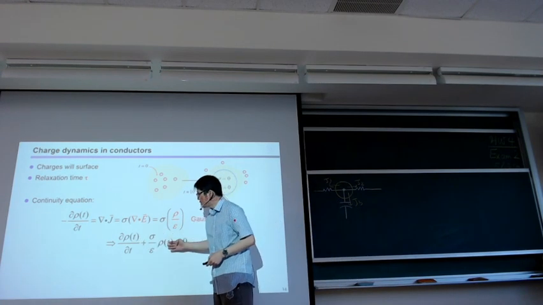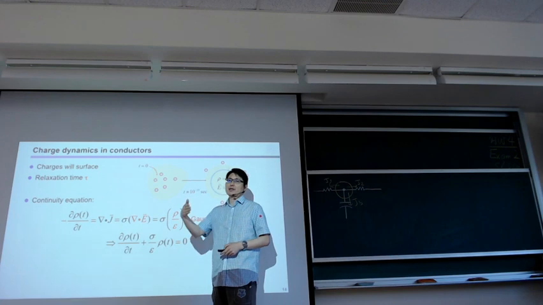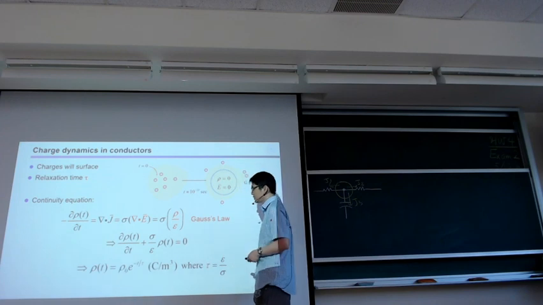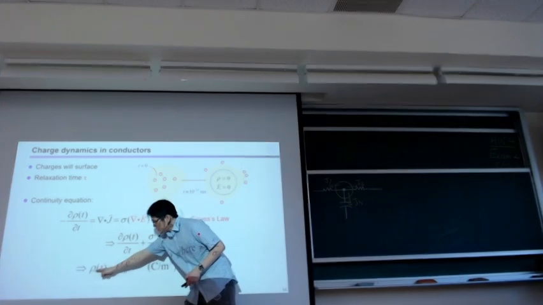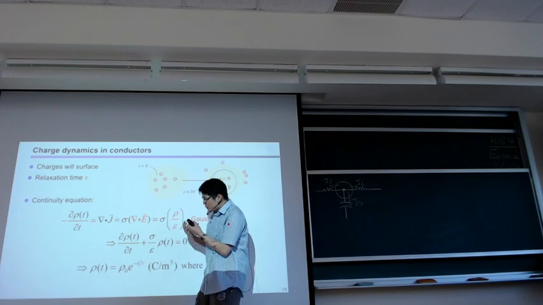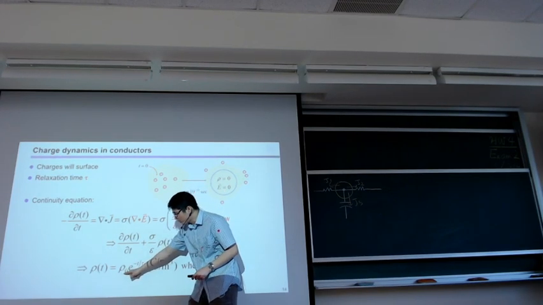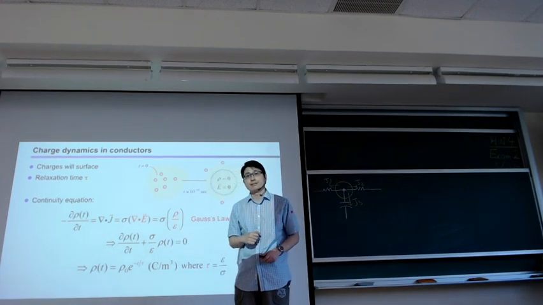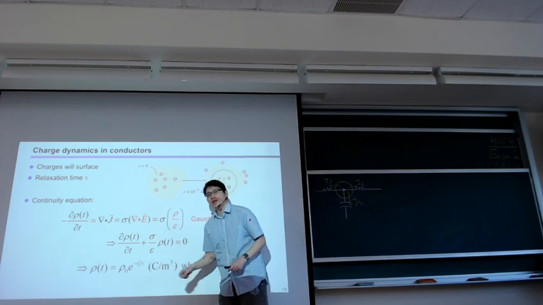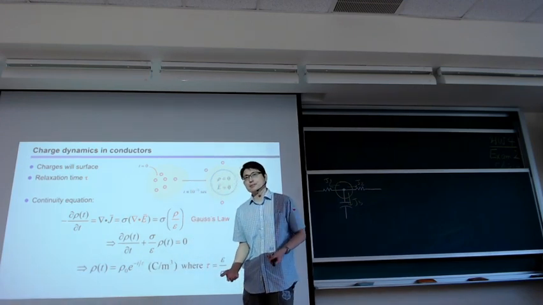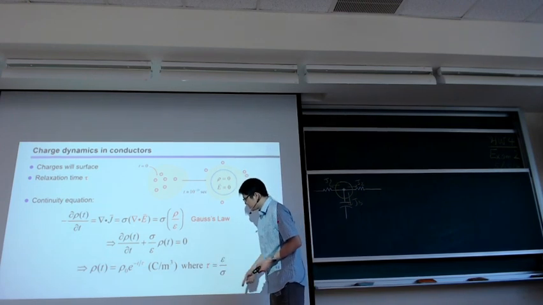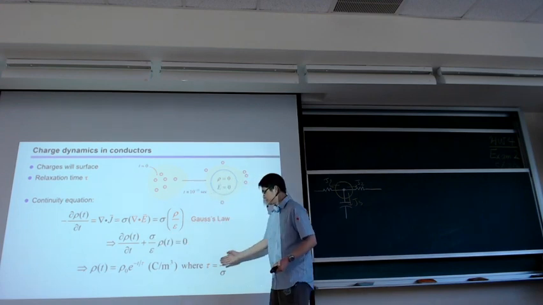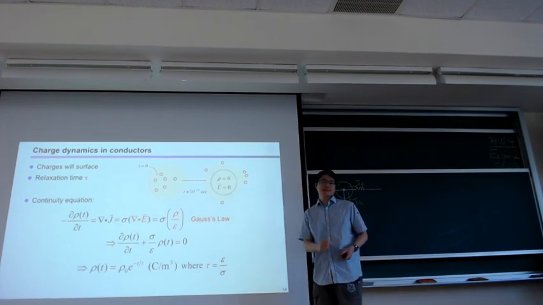This simple differential equation can be solved directly. I believe you're all capable of doing it. So basically, the charge density as a function of time is your initial charge value, and then you have exponential decay, right? In that, tau is called the time constant. And that time constant, in this case, is epsilon divided by sigma. Tau is epsilon divided by sigma.